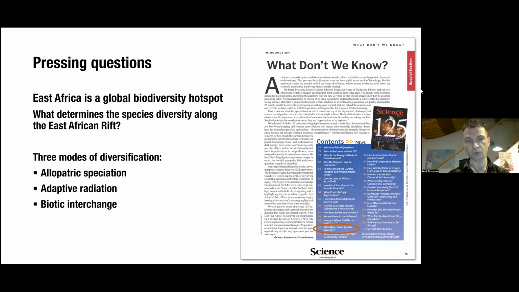And then there's a process of biotic interchange, which is essentially exchange of species between distant regions during particular periods of time, when regions are connected by certain habitats or vegetation types, or rarely due to long-distance dispersal. This last point is poorly studied in East Africa, and it requires a reconstruction of dispersal pathways.